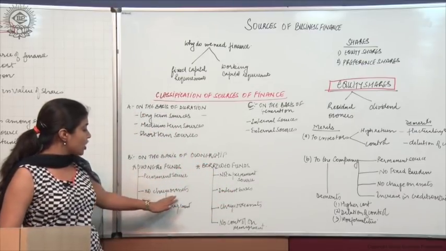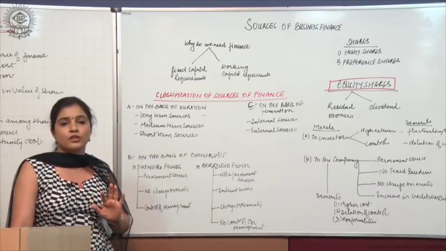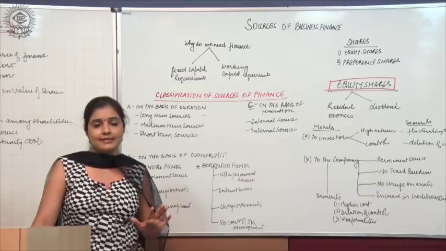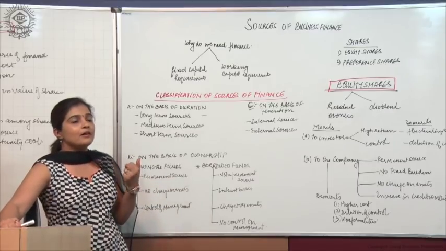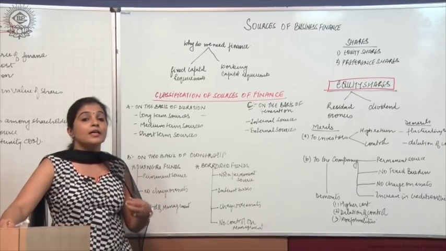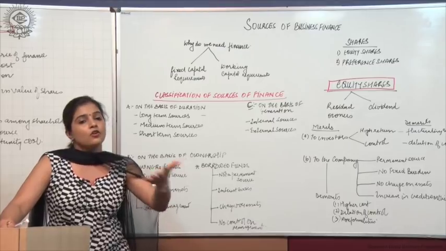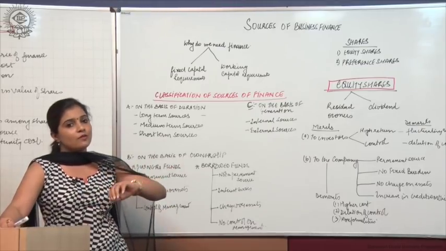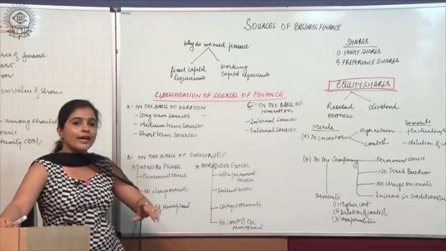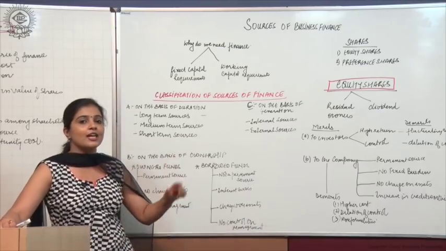Then, no charge on assets. What does this mean? You will hear this term in many places: no charge on assets. It means that if you borrow money from someone, I am sure you must have heard of this term, he also needs a security that you will repay the money, so he asks you to mortgage your assets. गिरवी रखने के लिए बोलते हैं. So we say that it puts a charge on the assets.